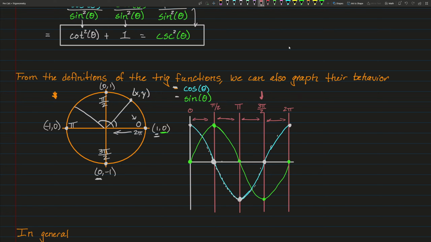That should make sense too, because every pi over 2, so pi over 2, pi over 2, pi over 2, and pi over 2, we're going to get one of those critical values. So we're going to get 1, 0, -1, or -1 or 0 again. That's how we're going to graph sine and cosine. Those are the parent functions.